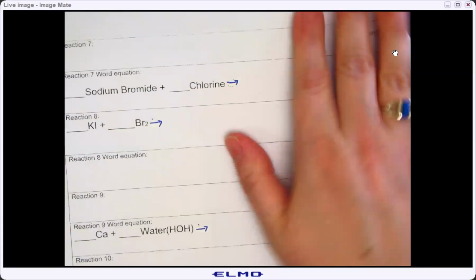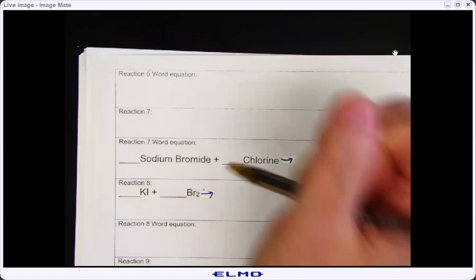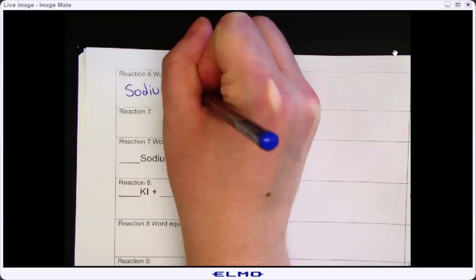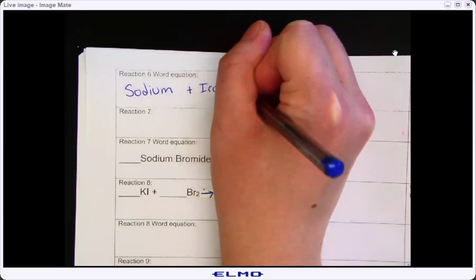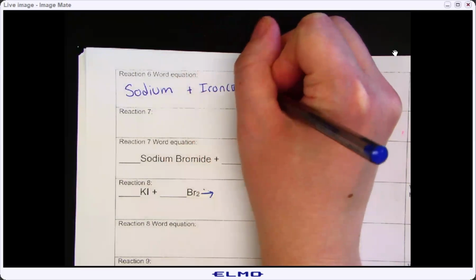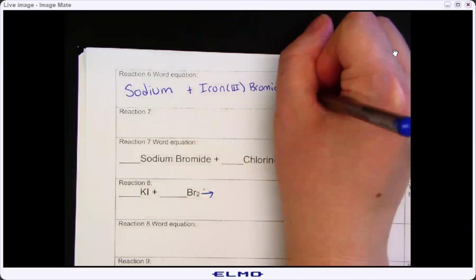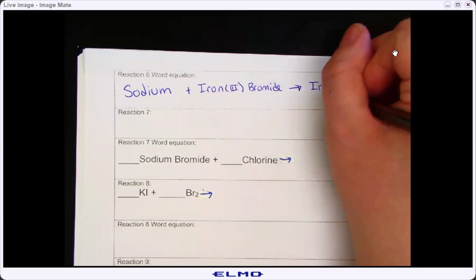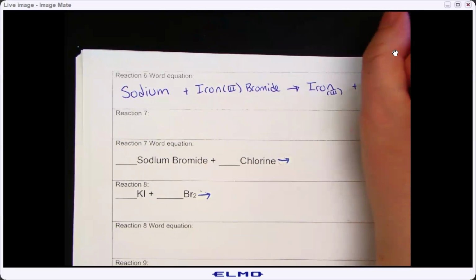To write our name for the products, or to write the word equation, we had sodium by itself with iron, and we said it was iron 3 bromide. And it reacted to form iron by itself with sodium bromide.